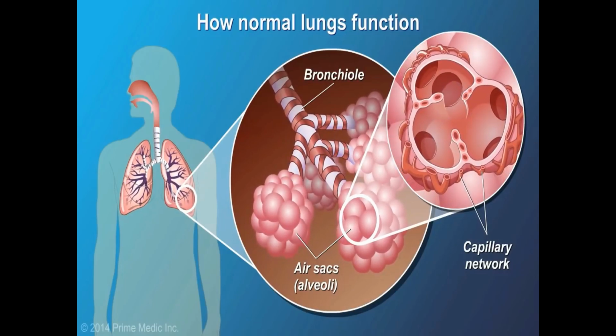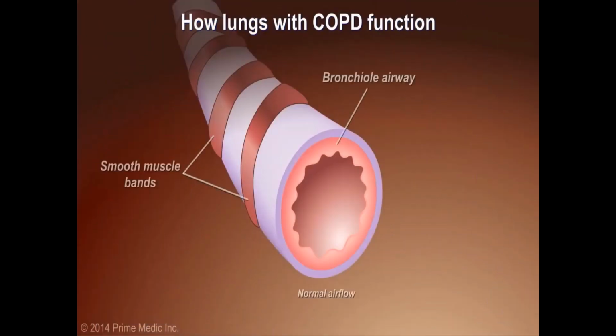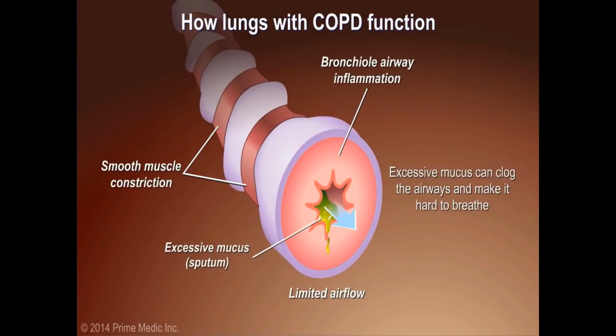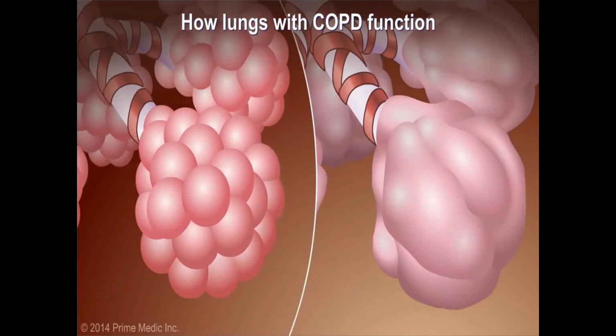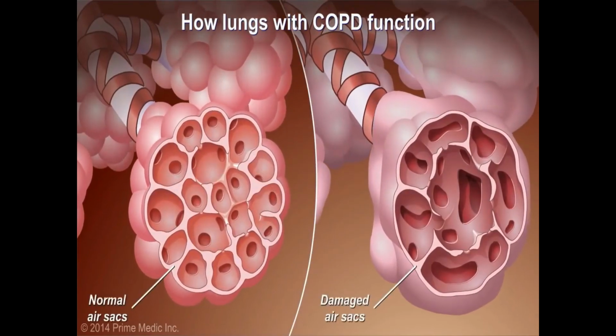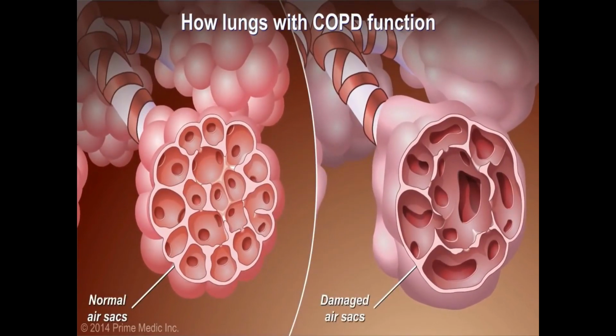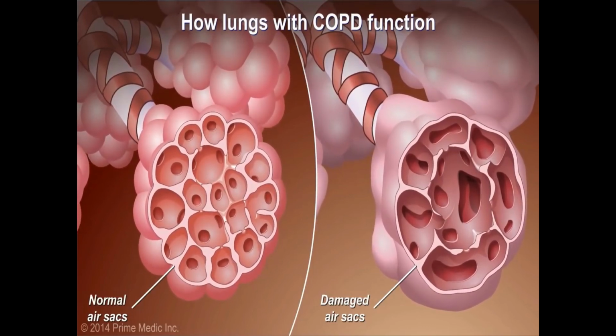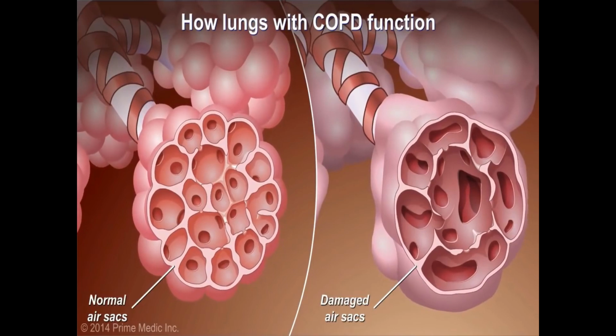the body. In COPD, however, the airways become thick and inflamed, and they produce more mucus than usual. This mucus can clog the airways and makes it hard to breathe. In COPD, the walls of the air sacs in the lungs are damaged and lose their elastic quality. The air sacs get floppy, broken, and lose their shape.